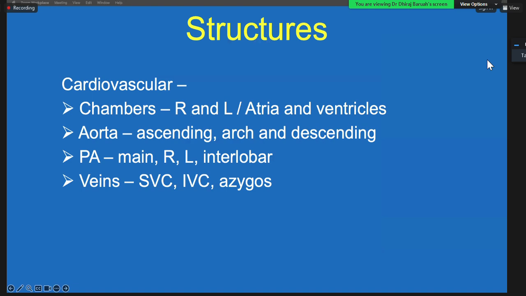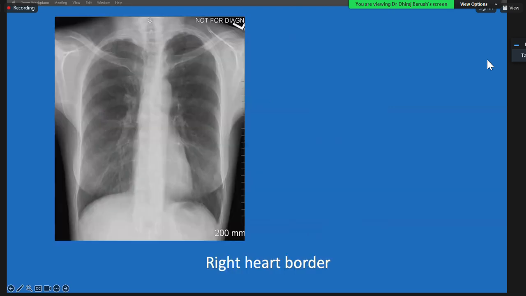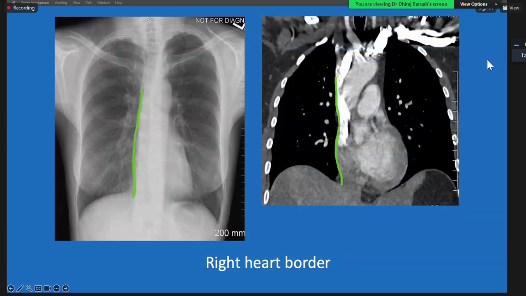Coming to cardiovascular structures, we have the chambers, right and left atria and ventricles. We have the aorta: ascending, arch and descending aorta. You have pulmonary arteries, and you have veins. You see those structures when there is a lung interface, so you have to have air-containing lung to see them. If you look at this chest X-ray, the right heart border, as you all probably know, is mainly the right atrium.